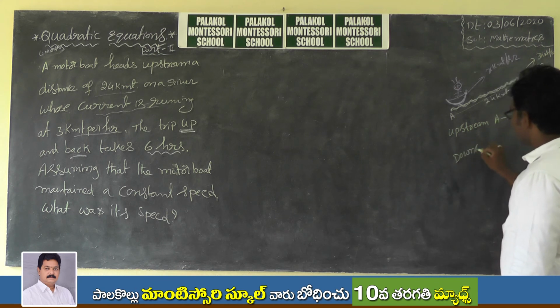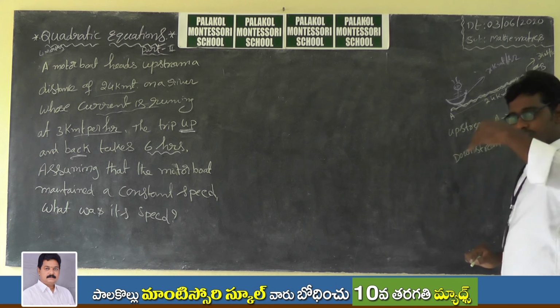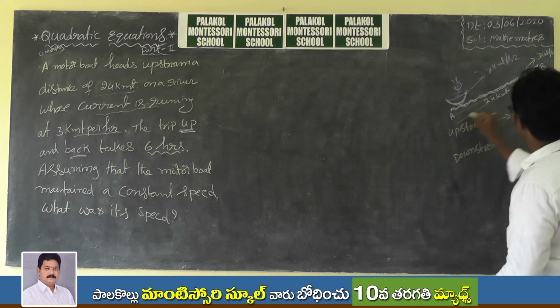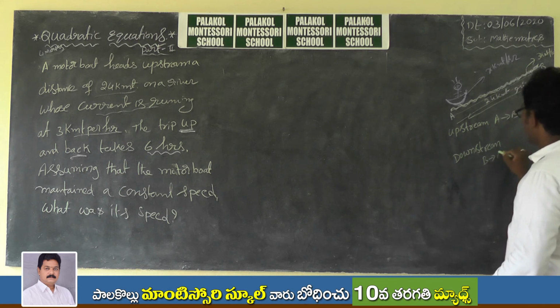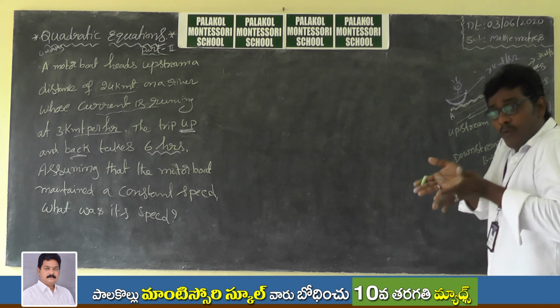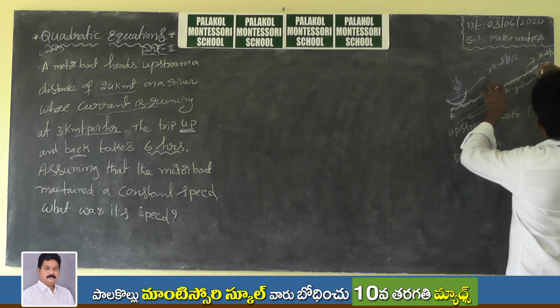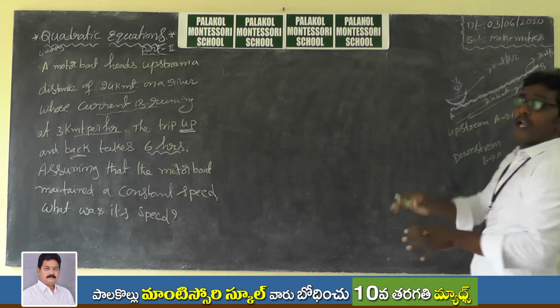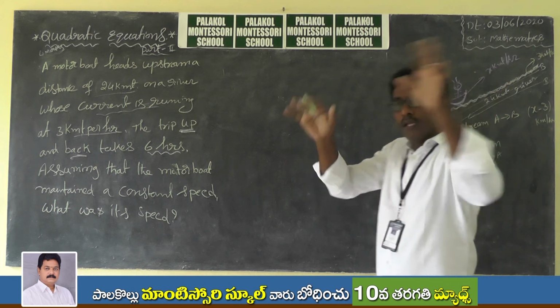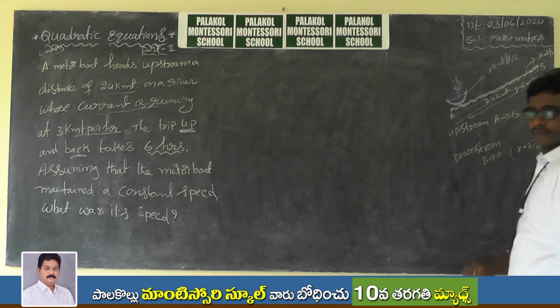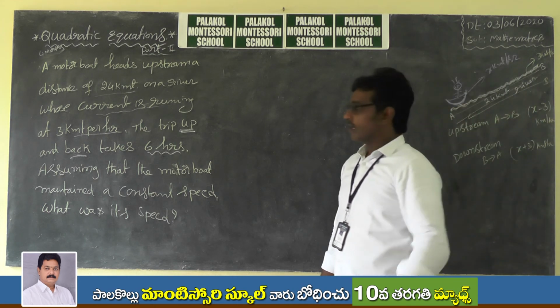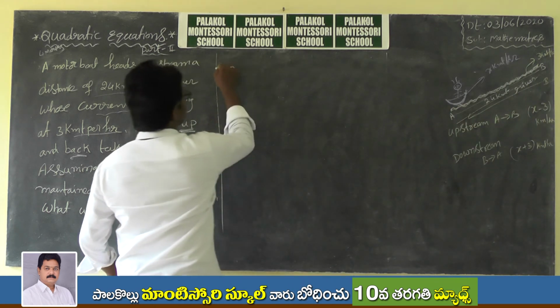Now, downstream, please guys, observe, just imagine in your mind. Downstream means B to A. In that situation, the boat speed increases. Why? Because the current speed also supports the boat speed. That's why I write x plus 3 kilometers per hour. Okay? Now I give a solution of this sum.